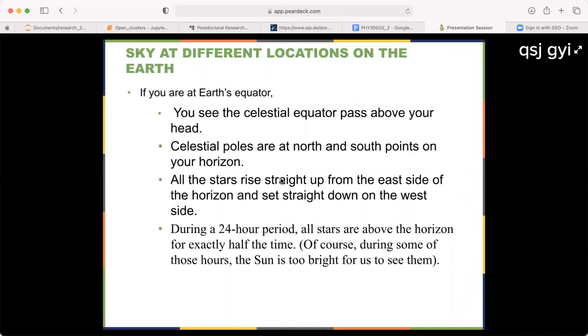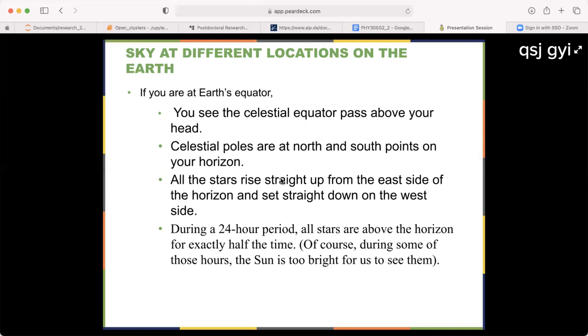Right, so now let's see. That's what happens when you are on the poles. Now let's see what happens if you are on Earth's equator. That is something pretty close to what we are experiencing, not exactly the same thing, because we are not exactly on the equator. We are a little bit above, but it's something very close to us.